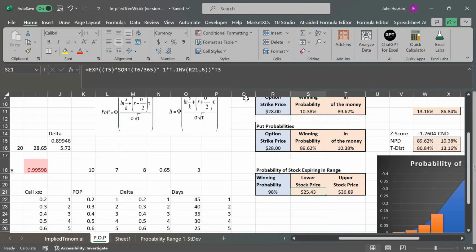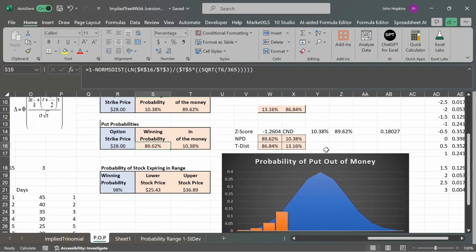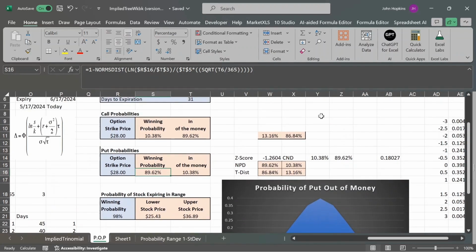And I actually use a T distribution for that because I don't trust a normal probability distribution. I compare the T distribution here with the normal probability. The normal probability for being in the money is 10%. With a T distribution, it's 13%. Normal probability for being out of the money is 89%. There it's 86%. And they're compared there: normal probability distribution, T distribution, the Z score.